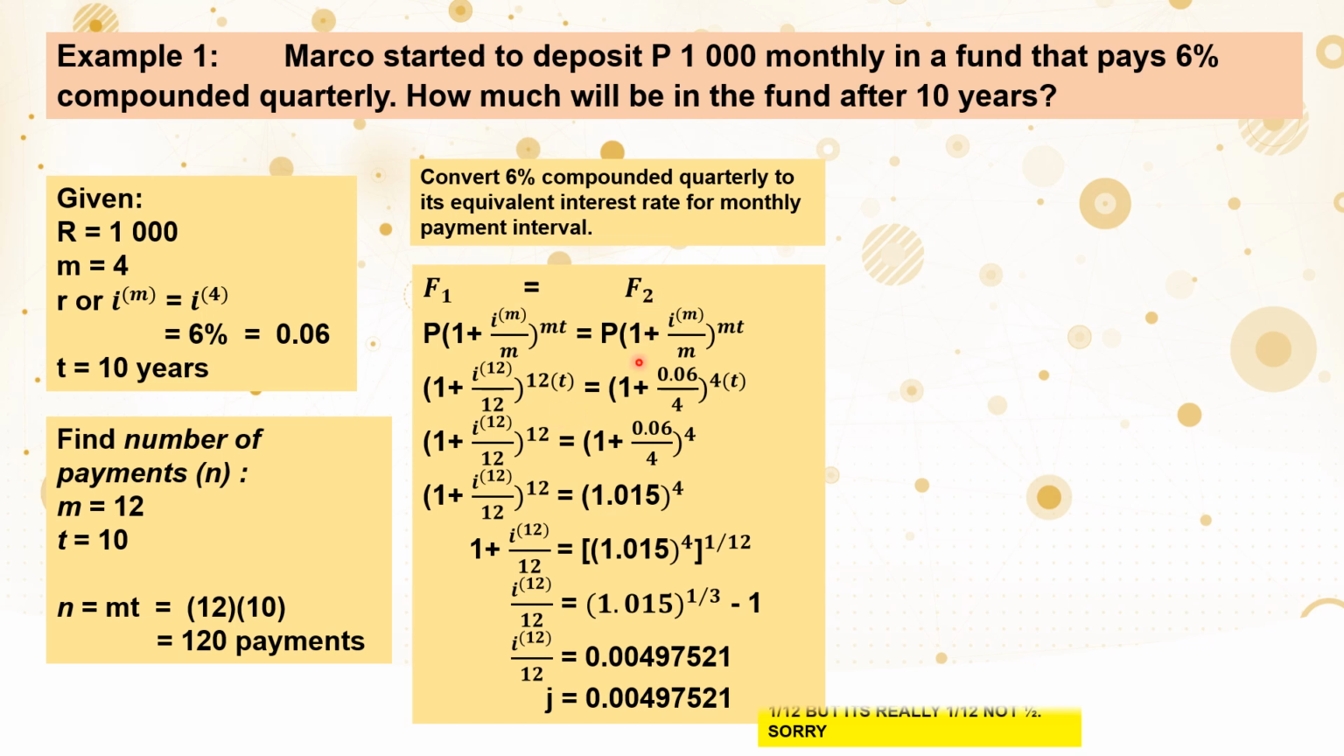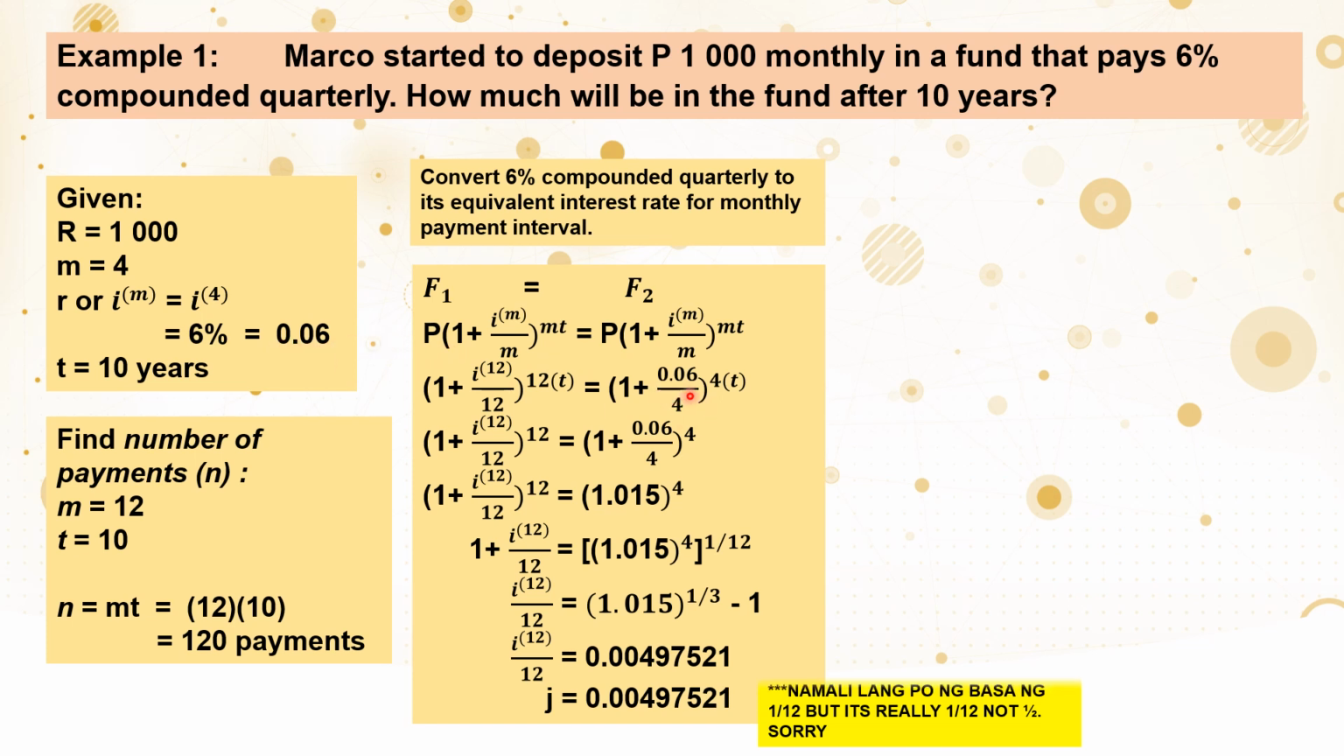So, for F sub 2, our I raised to 4 is 0.06. Pinalitan ko na yung I raised to M dito ng 0.06.